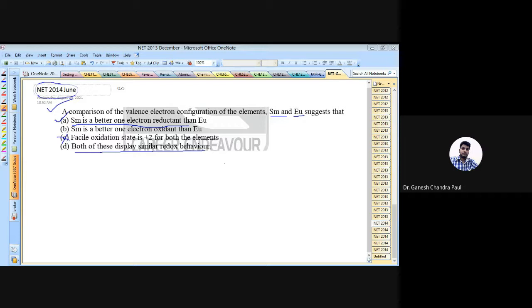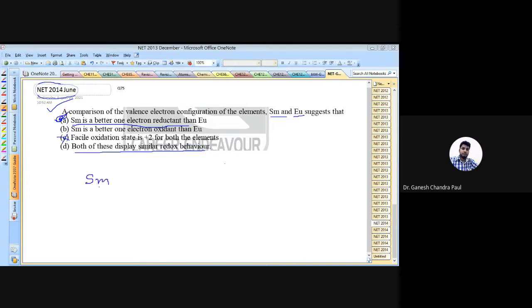Yes. So samarium can accept one electron and become half filled. So it is a better oxidant. So I think option B is the correct answer, not A.